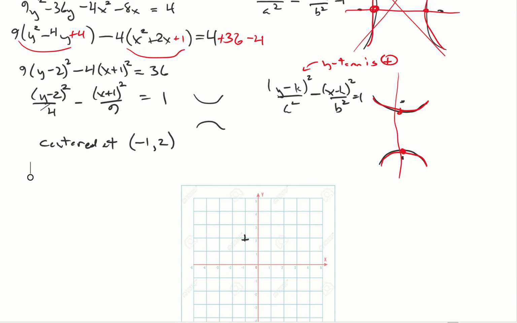We still look at the numbers under y and under x. Under y we have 4. Square rooted is 2. So we're going to go up 2, put a mark there. I'm not putting a point, and down 2. And for the x direction, I'm looking at 9. We're going to go left, right, 3.